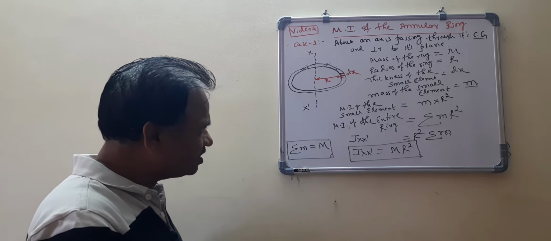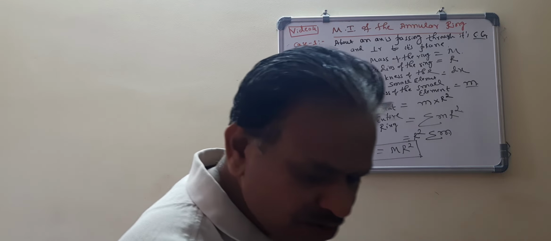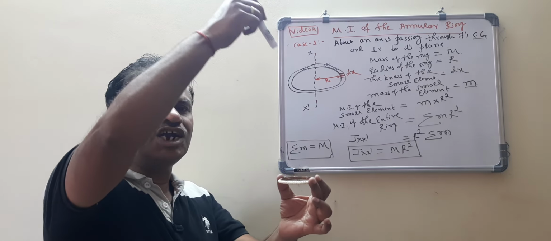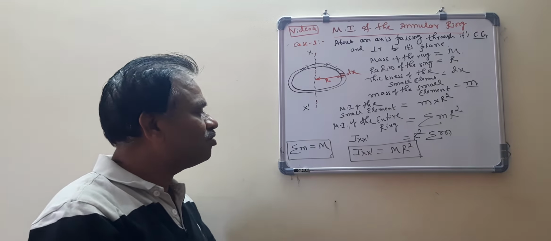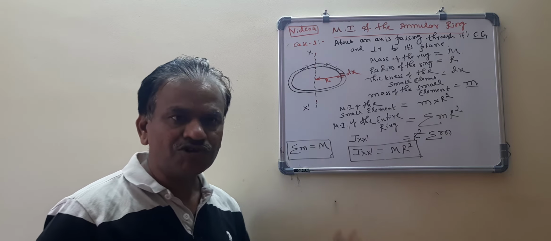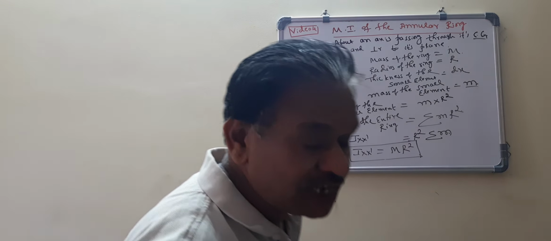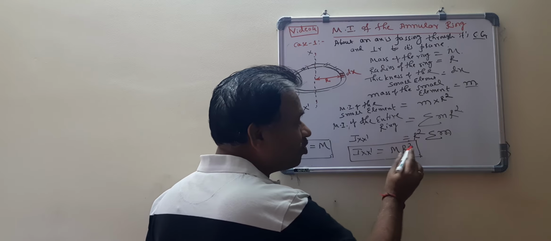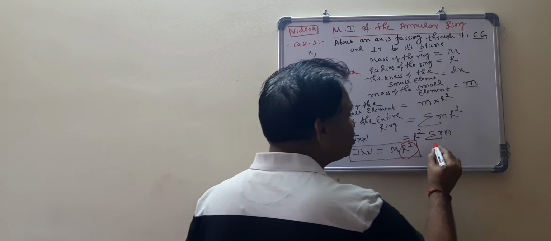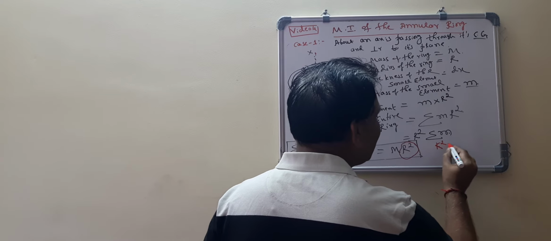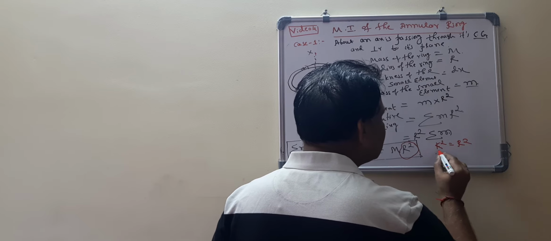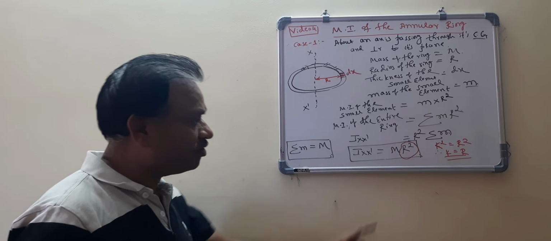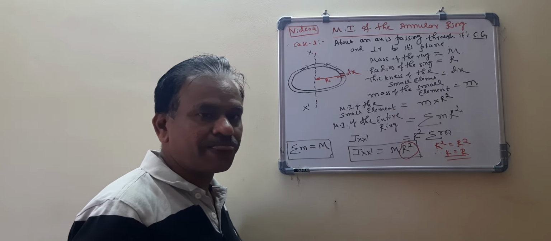What is I x x dash? M R square is the moment of inertia about an axis passing through its center of gravity and perpendicular to its plane. Next, I told you about the radius of gyration. Other than m, whatever term is there, I call it K square, which equals R square. Therefore K equals R. This is the radius of gyration for the circular ring.